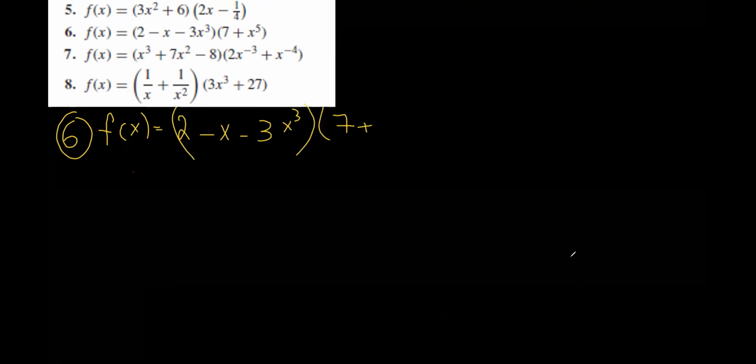Now, let's do number 5. Or, no, 5, it's easy. Number 6. In number 6 here, f of x is 2 minus x minus 3x cubic times 7 plus x raised to the power 5.